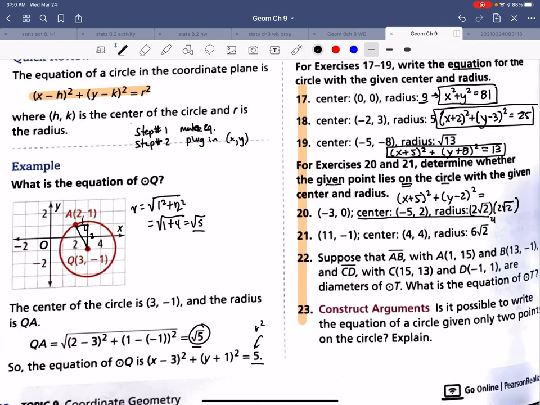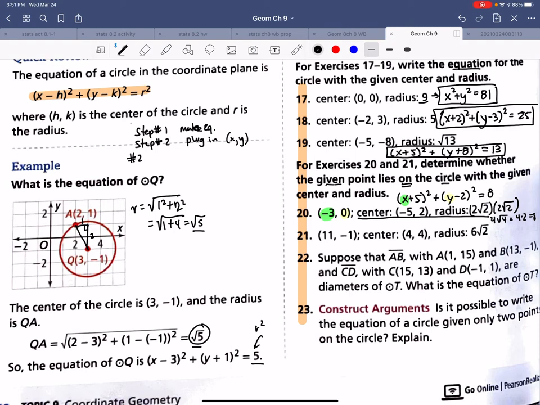So that'd be 4 × 4, or 4 × 2, which is 8. Okay, 8. So now we're going to plug this in. So if I took the value -3 and plug it in for x, take the value 0 and plug it in for y. What do I get?